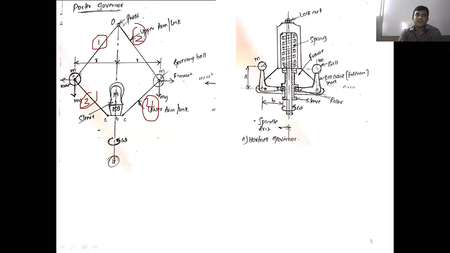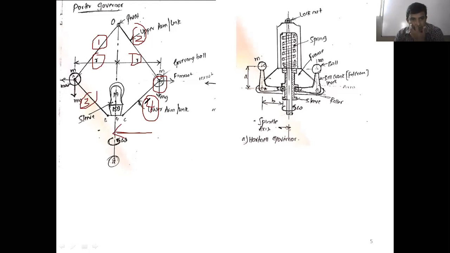Two upper arms are connected to the governor axis. This is the governor shaft axis. The two upper arms are pivoted at point O on the governor shaft axis. The other end of the two upper arms is connected to what? The governor balls. The mass of the governor ball is m, and the radius of rotation from the governor shaft axis to the CG of the governor ball is r.